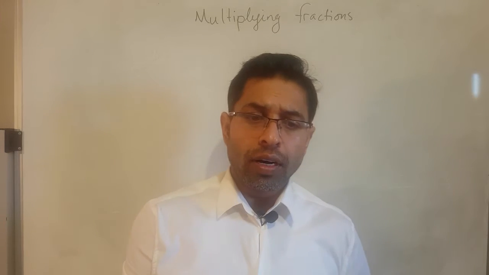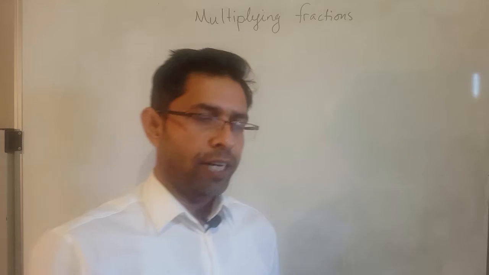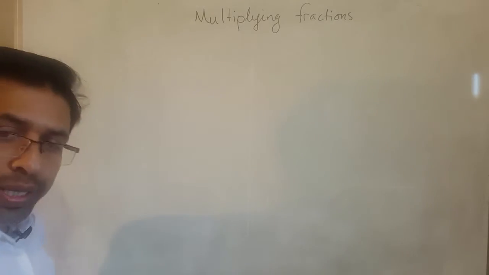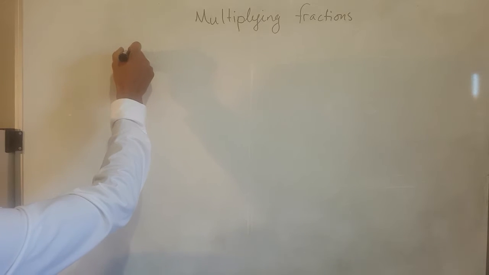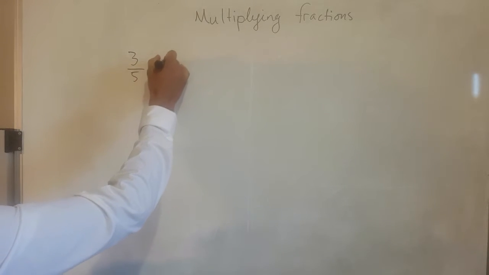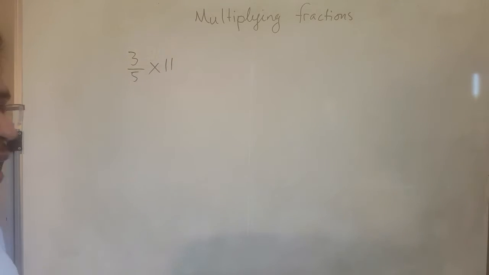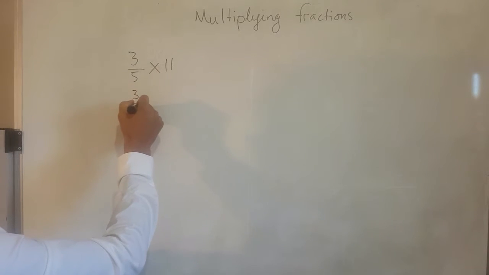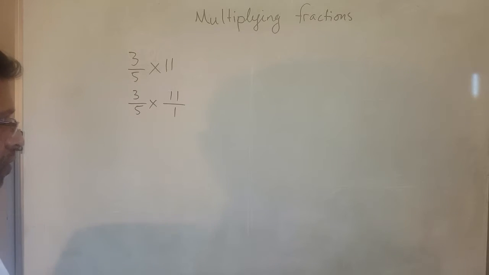In this video, I'm going to show you how to multiply fractions. Let's start with an example. If you have a fraction of 3 over 5 and you are multiplying with 11, this is a freestanding number, and that number we can write in terms of a fraction, which is 11 over 1.